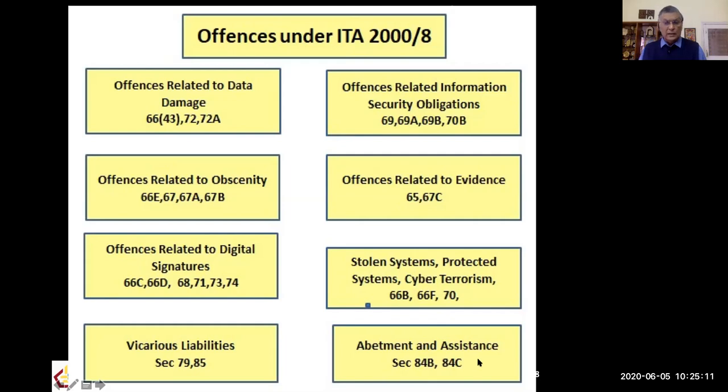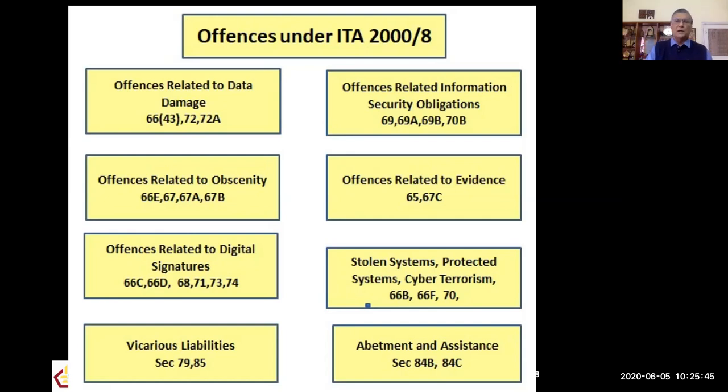So in addition to this, there are separately 2 sections on abetment and assistance. If somebody assists another person to commit a crime successfully, he is considered to be an abettor, and he will be liable for the same offense as the particular person who committed the offense. If a person has made an attempt and did not succeed, then the punishment will be half of what is prescribed for that particular offense. So that is abetment and assistance.